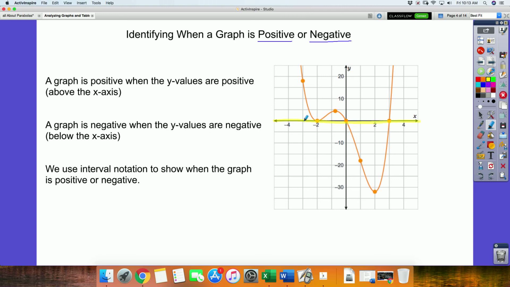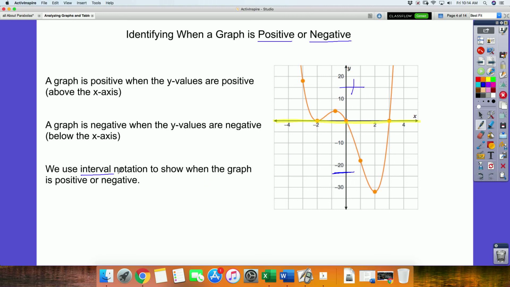If we put a highlighter here on the x-axis, it separates our positives from our negatives. So we could say that any part of the graph that's above this yellow line, that is the positive sections of the graph. And any part of the graph that's below that yellow line, down here in the negative y values, that's the negative section. So a graph is positive when the y values are positive above that x-axis, and a graph is negative when the y values are negative, so below.